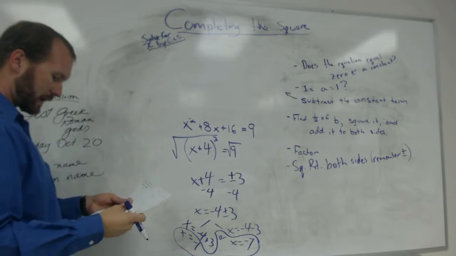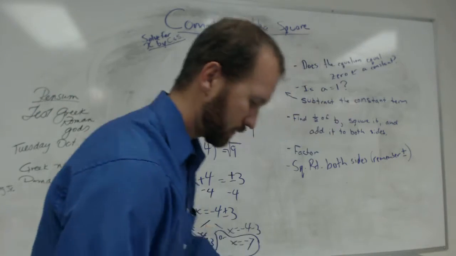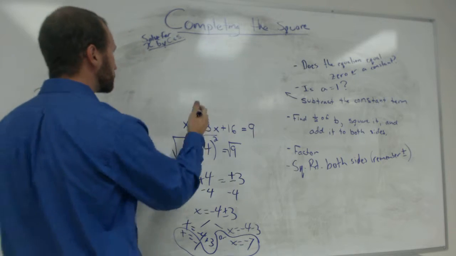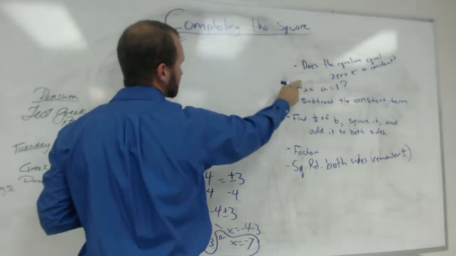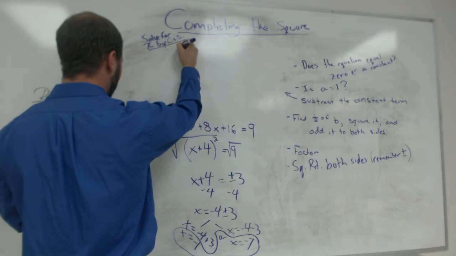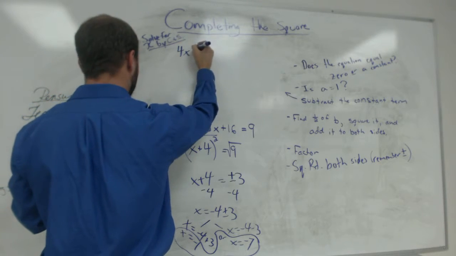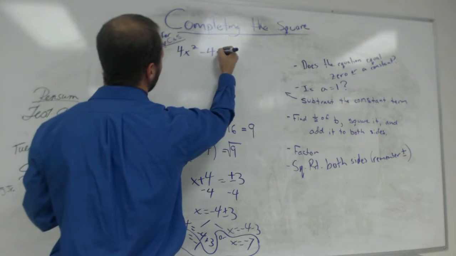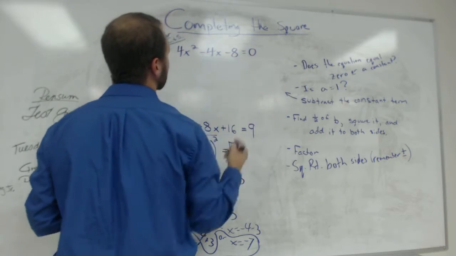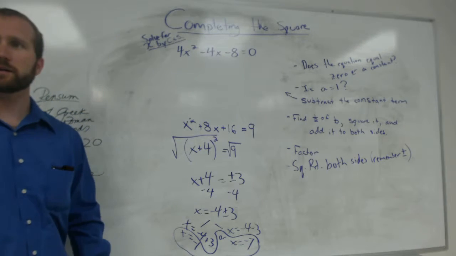What if we have something that does not meet these two first conditions? Okay, so something that has an a or that doesn't equal 0. So let's do this one. 4x squared minus 4x minus 8 equals 0. Does the equation equal 0? Yes. Is a 1? No.